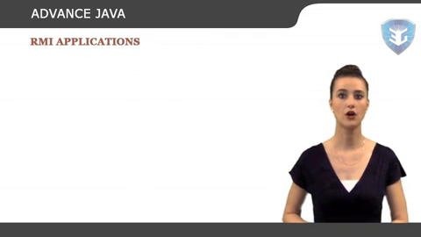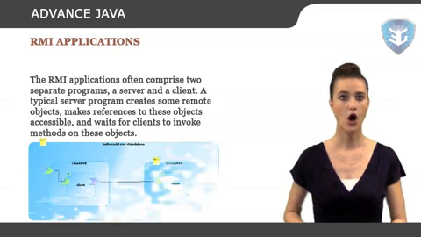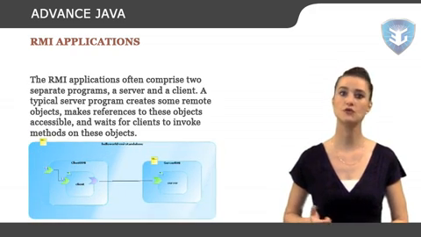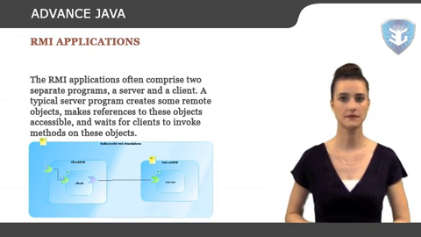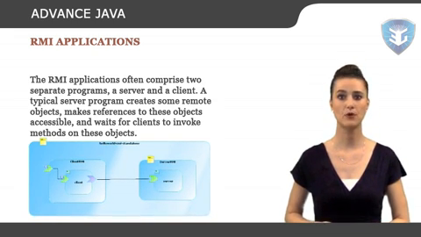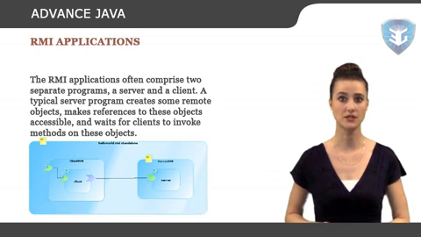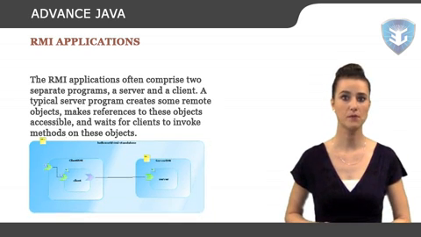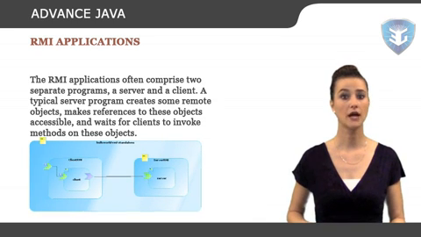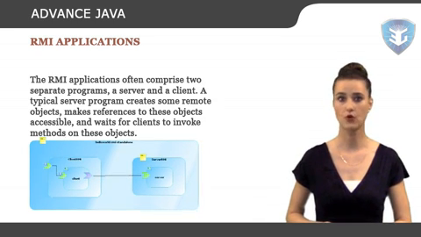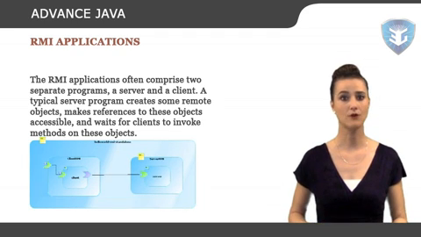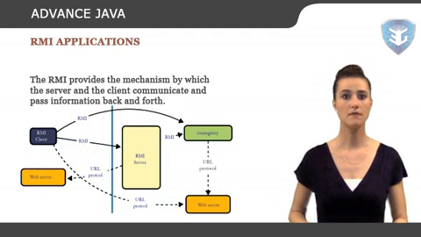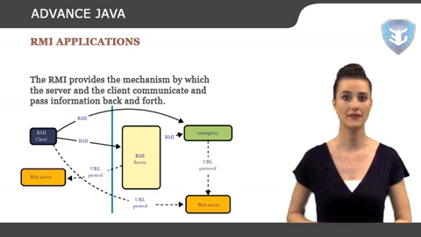Let's now have a look at RMI applications. RMI applications often comprise two separate programs, a server and a client. A typical server program creates some remote objects, makes references to these objects accessible, and waits for clients to invoke methods on these objects. A typical client program obtains a remote reference to one or more remote objects on a server, and then invokes methods on them. RMI provides the mechanism by which the server and the client communicate and pass information back and forth. Such an application is sometimes referred to as a distributed object application.